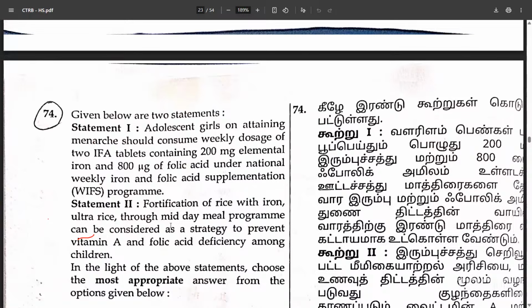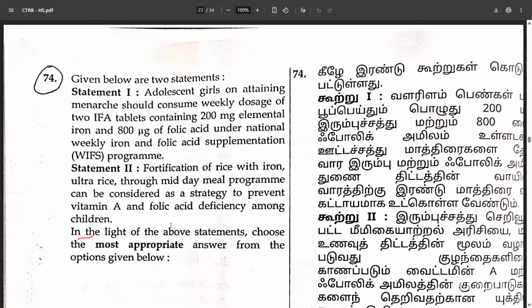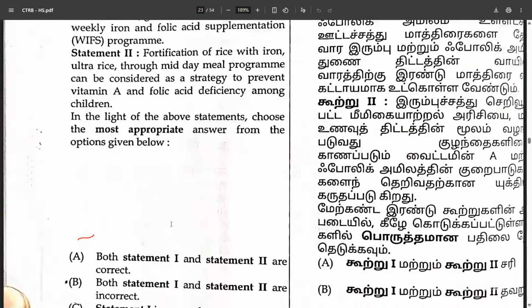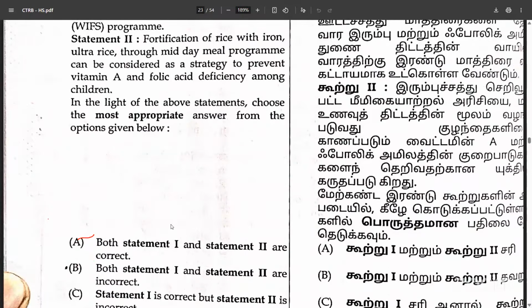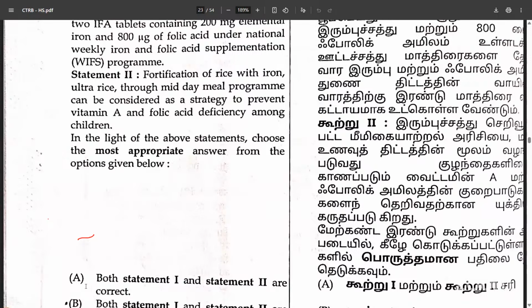Coming to the 74th question, which is again a statement-based question. Statement 1: adolescent girls attaining menarche should consume a weekly dose of 2 IFA tablets containing 20 mg elemental iron and 80 mcg folic acid under the National Weekly Iron and Folic Acid Supplementation Program, WIFS. Statement 2 is telling fortification of rice and iron through midday meal program can be considered as a strategy to prevent vitamin A and folic acid deficiency among the children.